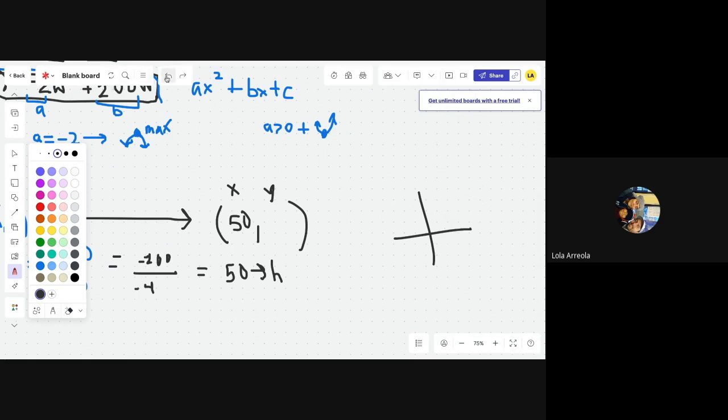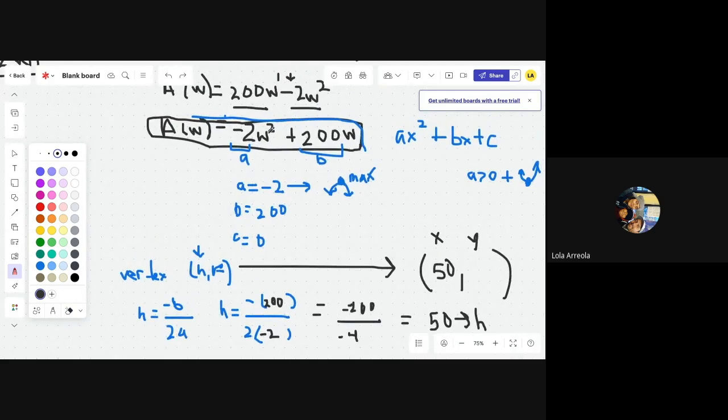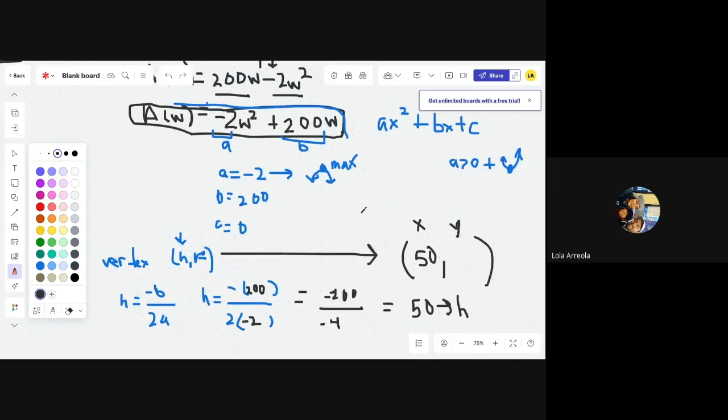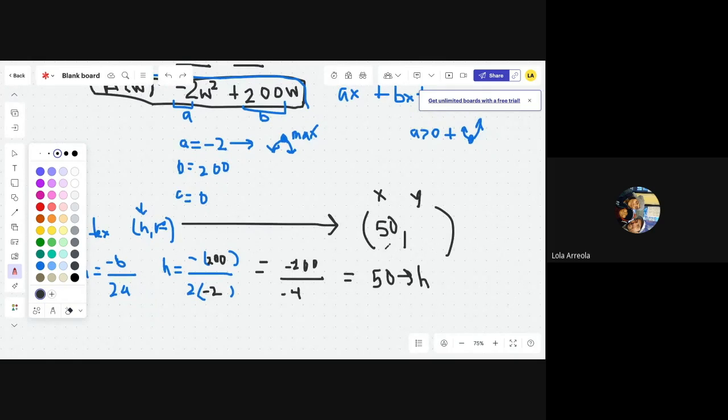But if I look at the problem, it's not negative 200x squared plus 200x. It's negative 2w squared plus 200w. So really my x is also labeled as a w. All right, does that make sense? Because really what we solved for was the width. And to solve for the max width is solving for h. So just translating it over to the problem.